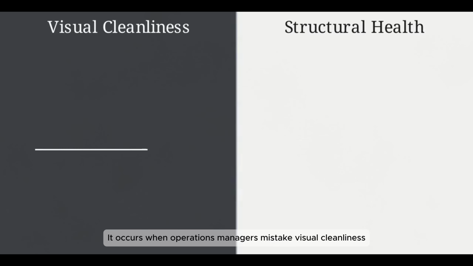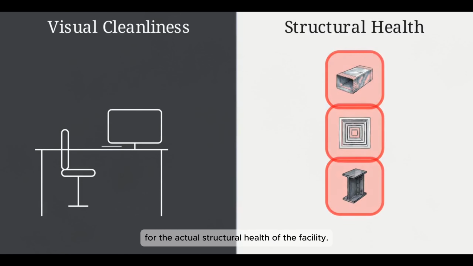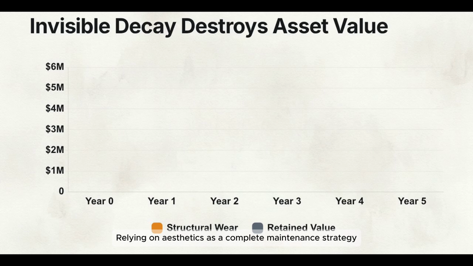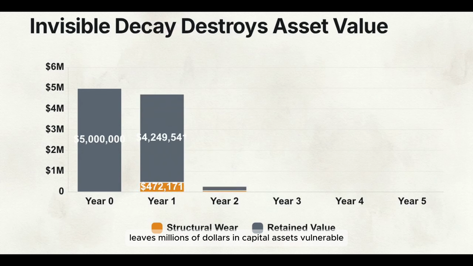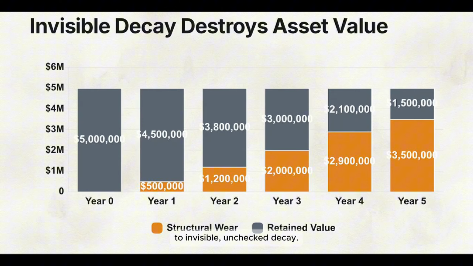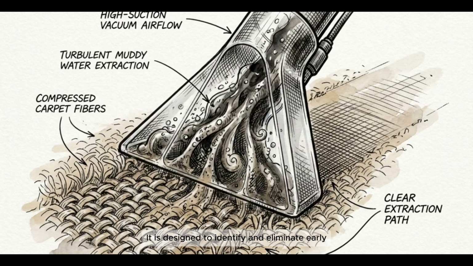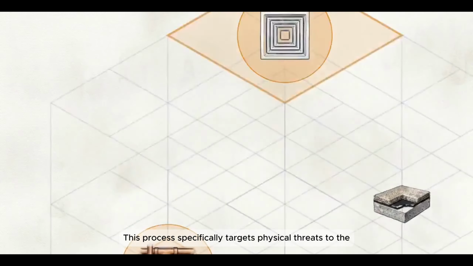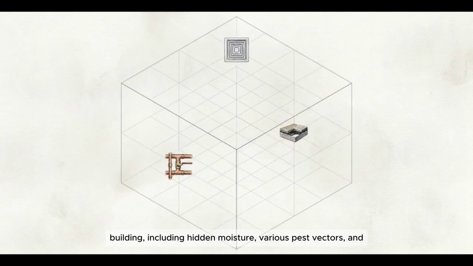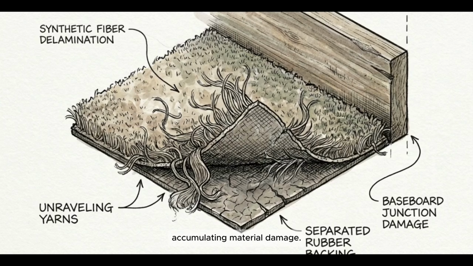It occurs when operations managers mistake visual cleanliness for the actual structural health of the facility. Relying on aesthetics as a complete maintenance strategy leaves millions of dollars in capital assets vulnerable to invisible, unchecked decay. Deep cleaning is a targeted structural intervention. It is designed to identify and eliminate early-stage decay that daily cleaning cannot reach. This process specifically targets physical threats to the building, including hidden moisture, various pest vectors, and accumulating material damage.